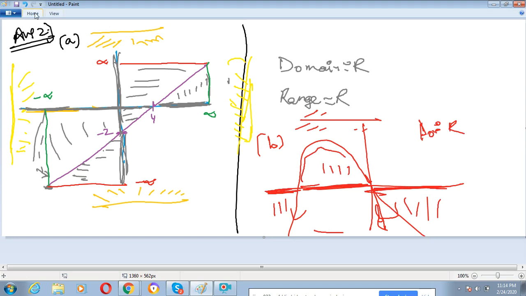But if I talk about the range, maybe you can copy this part, I'll delete and write it in the next one. You can just write domain R and range R like that in the first part. Done?